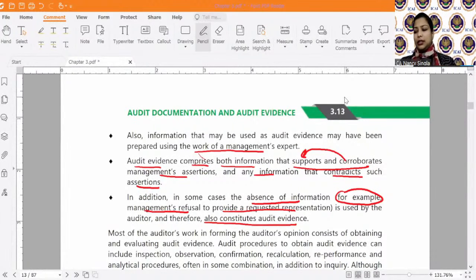So just now answer one of the questions. Pooja is saying, ma'am, risk of material misstatement. First of all, tell me where have you studied risk of material misstatement in detail? I want the standard number and the name. Risk of material misstatement.